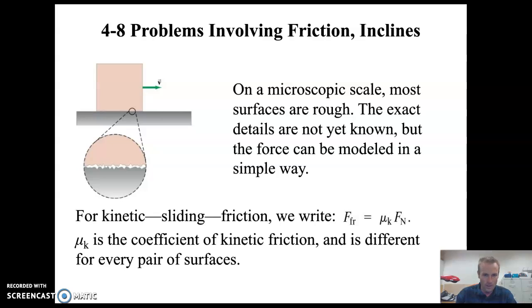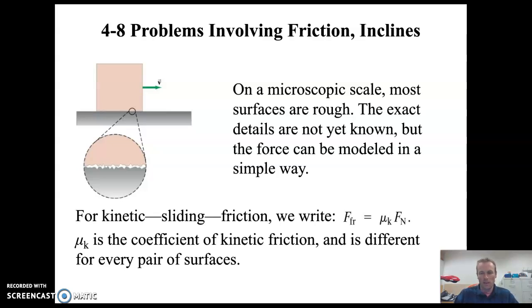So for kinetic friction, the equation is here. The force due to friction is equal to the coefficient of kinetic friction multiplied by the normal force. So let's talk about the normal force first. The normal force in this case is going to be equal to the weight of the box, and that's basically the measurement of the pressure between the two surfaces.